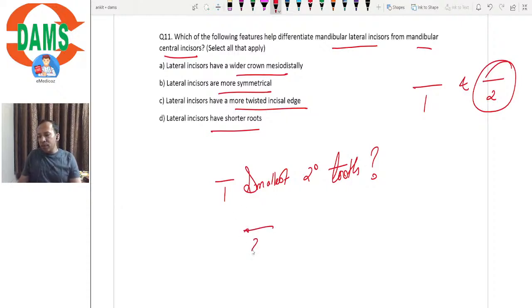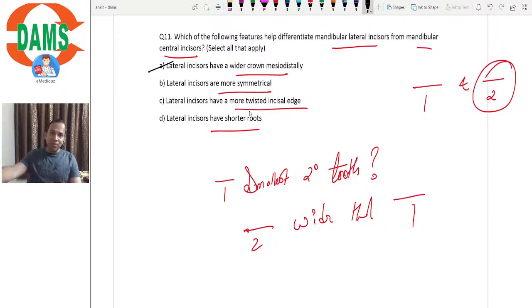So obviously the lower lateral is wider than the lower central. So option A is correct, isn't it? What about option B? Lateral incisors are more symmetrical. We have just discussed this point in the previous question, isn't it? Central incisors are the most symmetrical. So option B is incorrect.